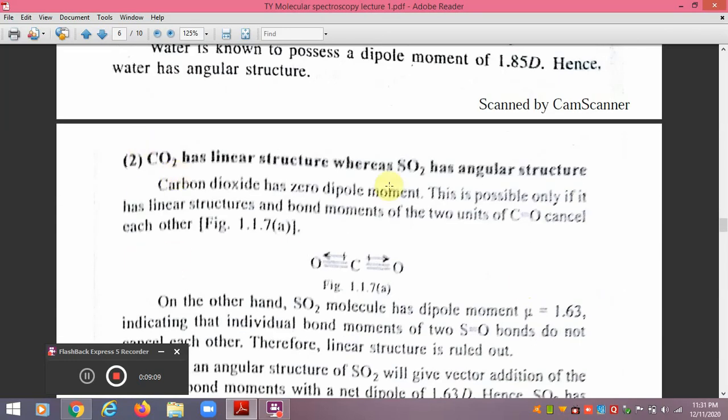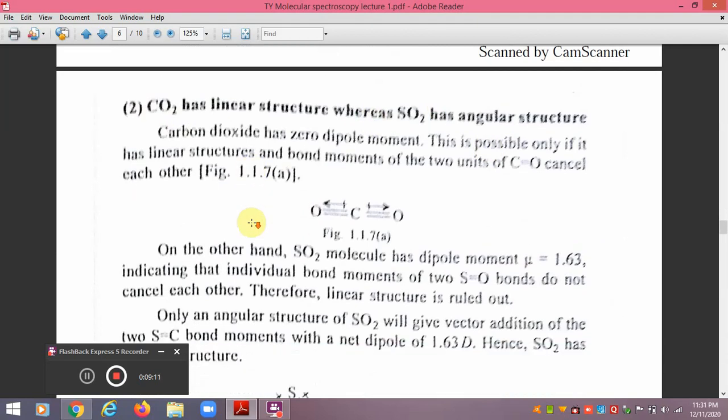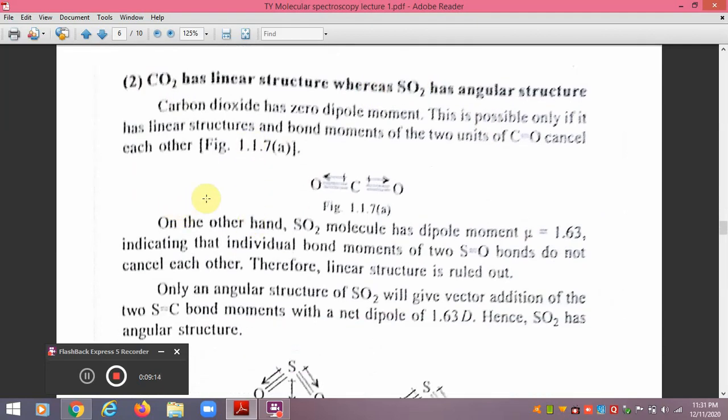Another example is carbon dioxide and sulfur dioxide. Here it is observed that carbon dioxide shows a 0 dipole moment, and this is only because of the linear structure of carbon dioxide, in which the bond moment of one carbon-oxygen bond cancels the bond moment of the other carbon-oxygen bond, and that's why it has a 0 dipole moment. So it does not have an angular structure.